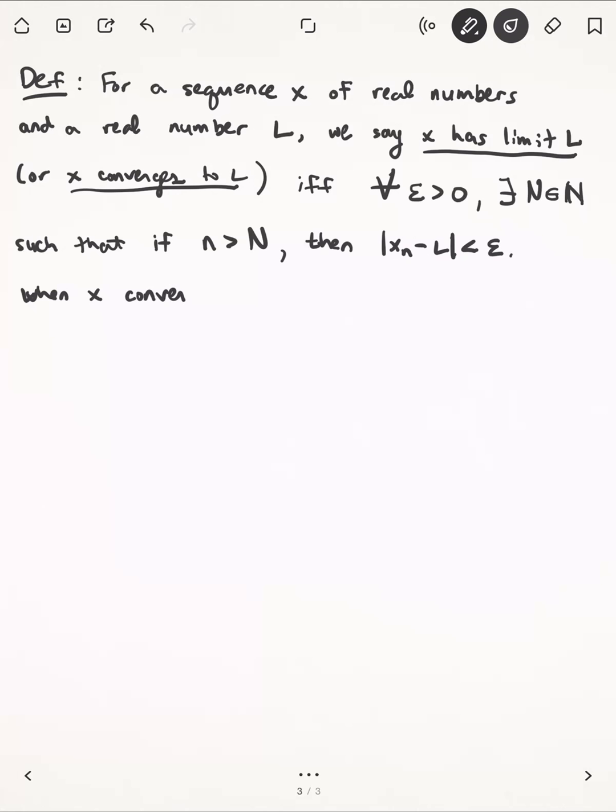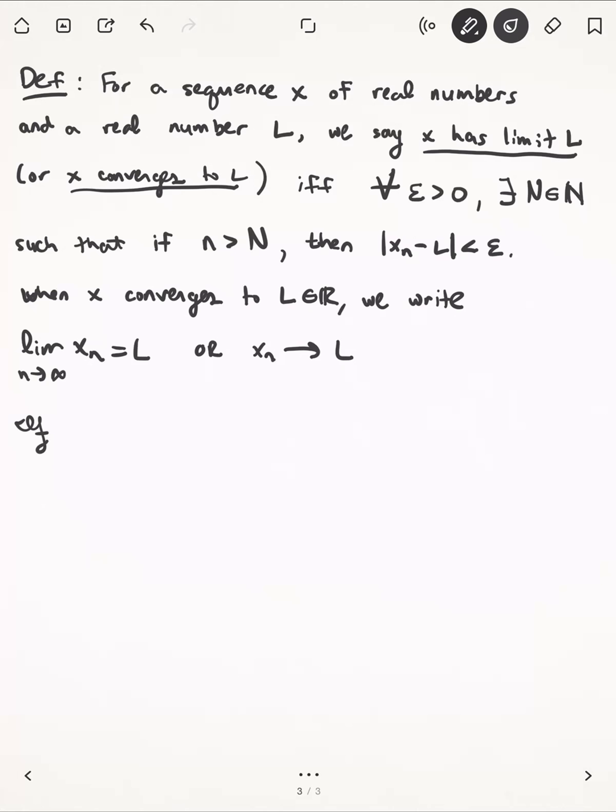When x converges to L, which is a real number, we write the calculus notation that y'all are probably comfortable with: the limit as n goes to infinity of x sub n equals L, or we write xn with an arrow to L.